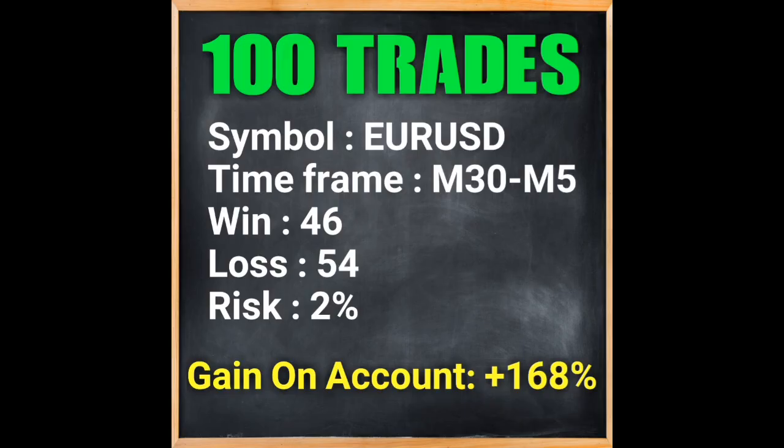The result of 100 consecutive trades in the discussed symbol, and in 5 minutes time frame is equal to 46 wins and 54 losses. If we take the trading risk at 2% and according to the strategy that take profit is bigger than stop loss, the gain on account is equal to 168% profit, which is a great statistic. I suggest you do not miss it in any way.